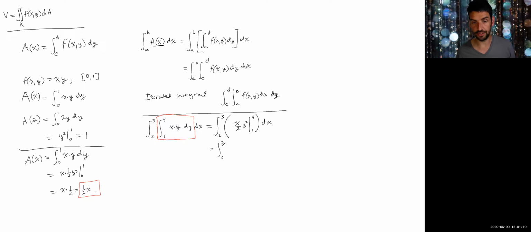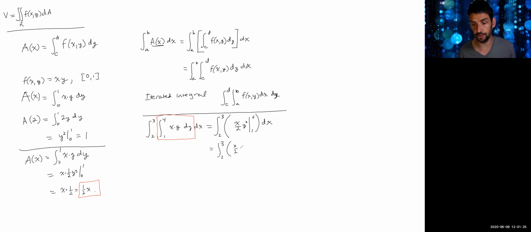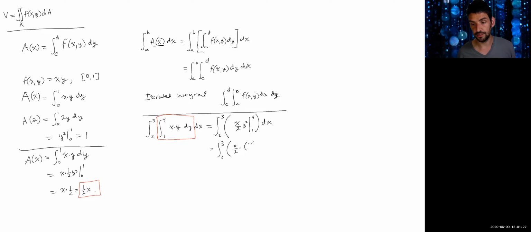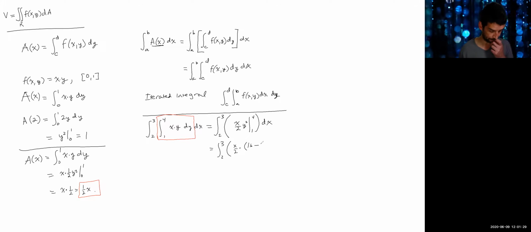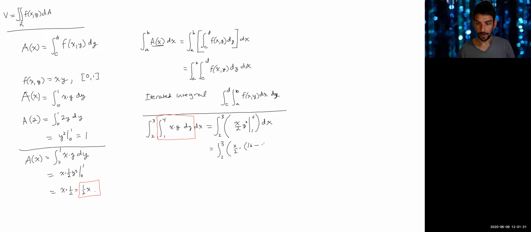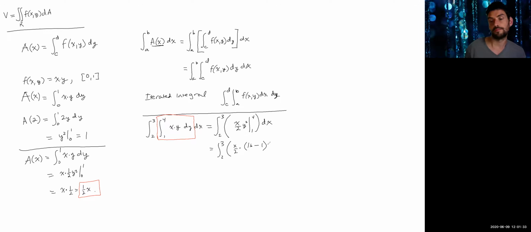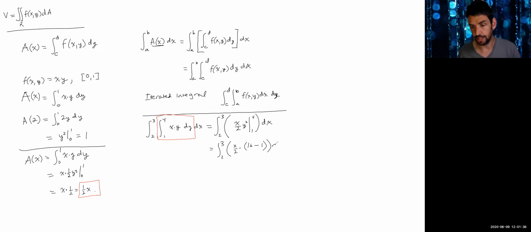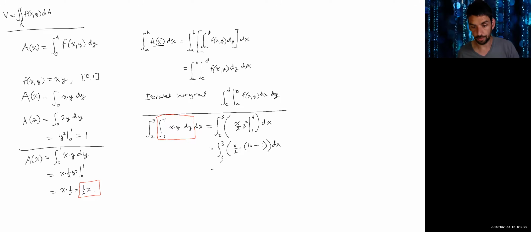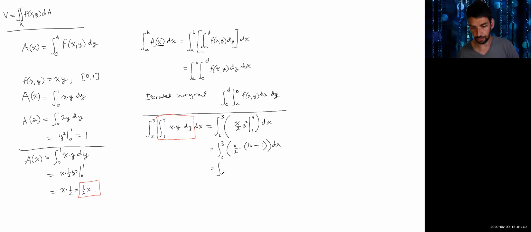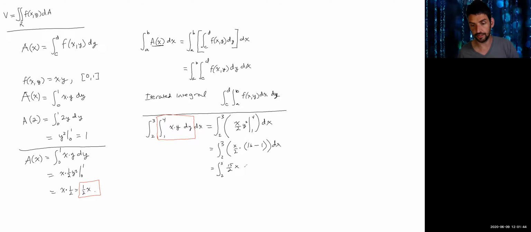I still haven't done the x integral. I have to finish evaluating this. Remember, these are x values. So I get x over 2 times 16 minus 1, and then we have dx. So we end up with the integral from 2 to 3 of 15 halves x dx.